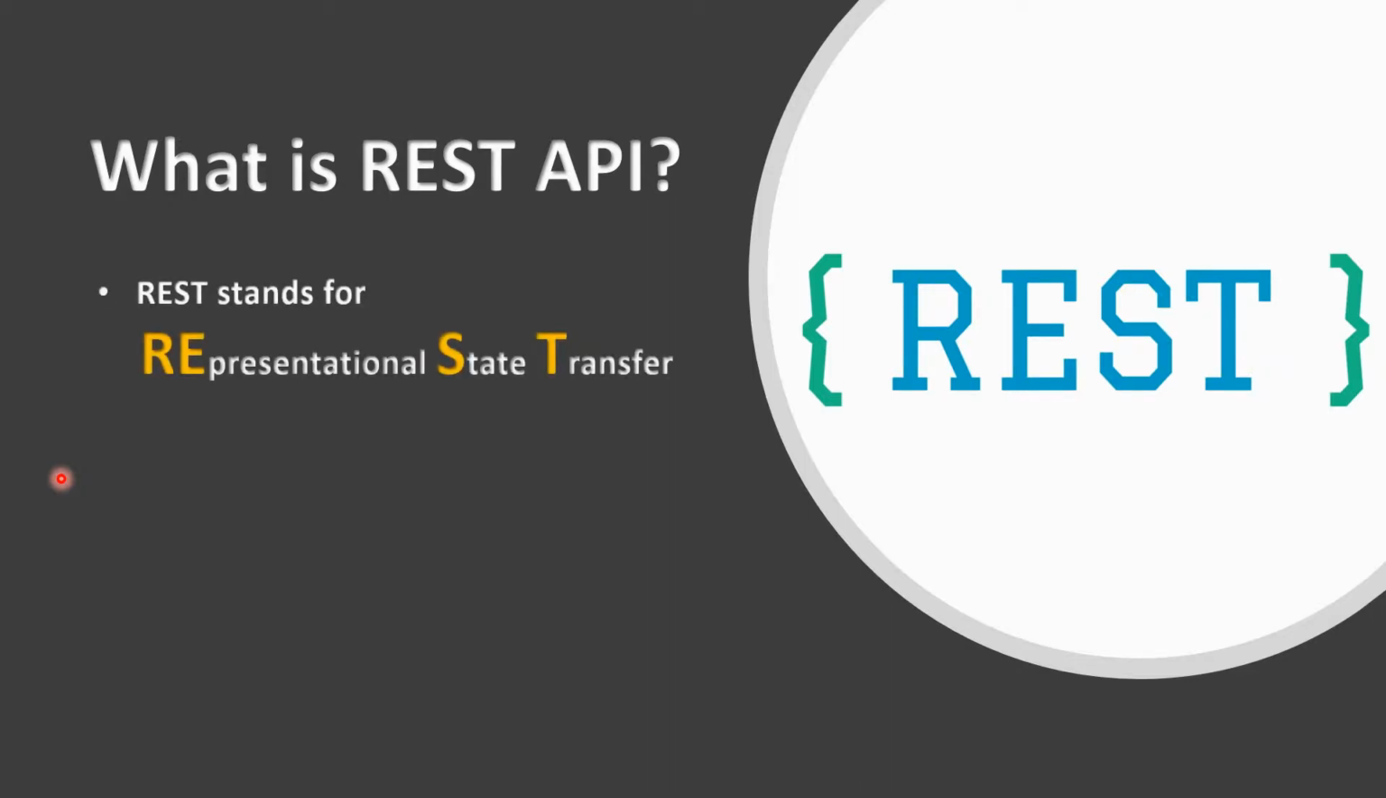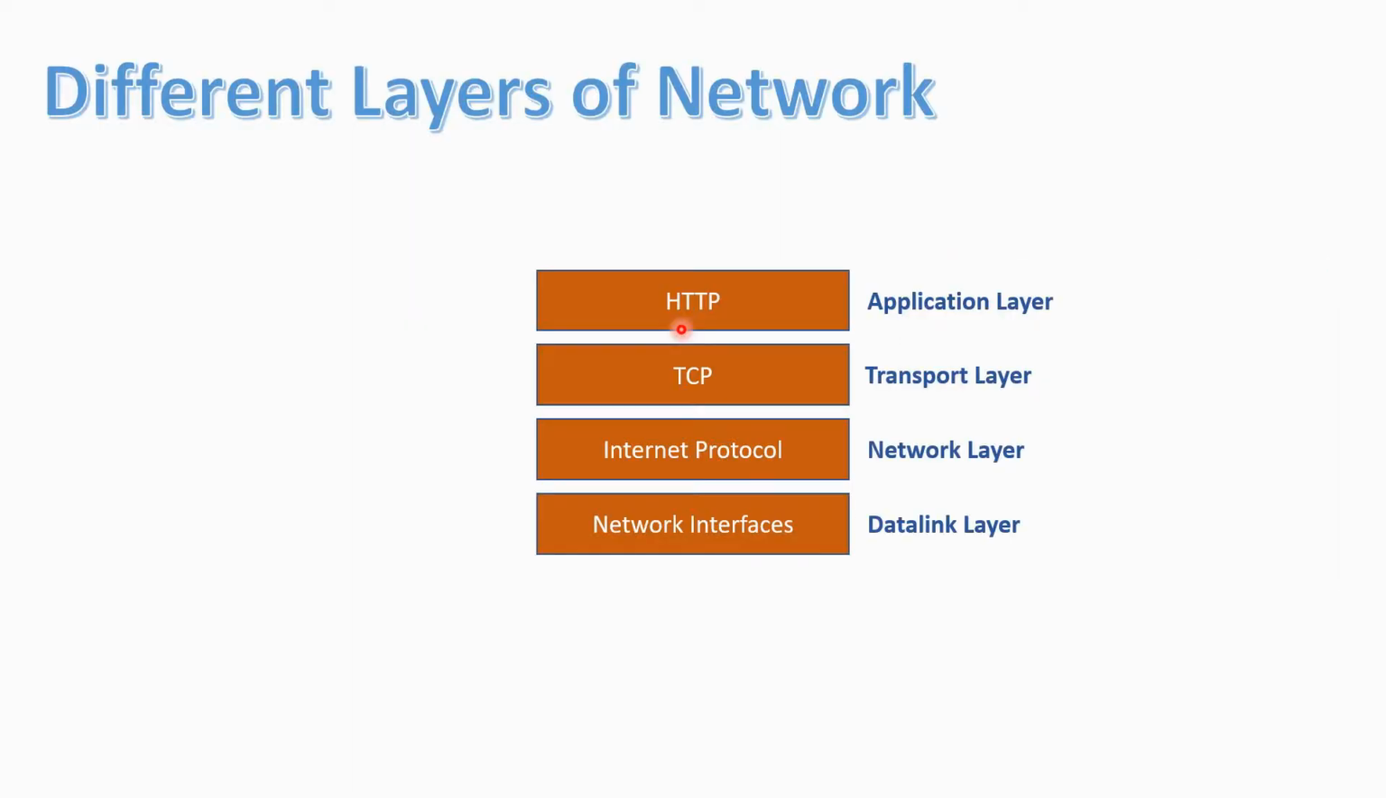REST stands for representational state transfer. REST uses simple HTTP protocols or HTTP calls to exchange data. To understand how HTTP calls or the HTTP protocol works, we first need to understand the different layers of network. These are the different network layers. The first is the network interfaces or the data link layer. Next is internet protocol, which is the network layer. Then there is the TCP or the transport layer. And finally there is the HTTP layer or the application layer.